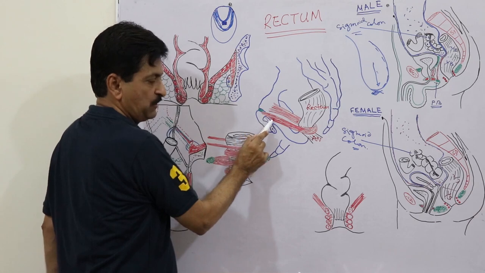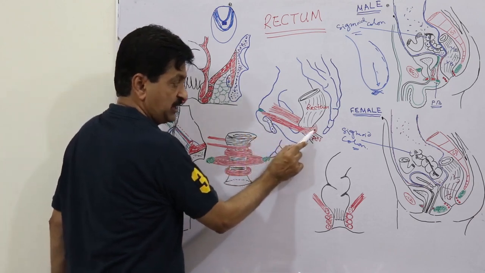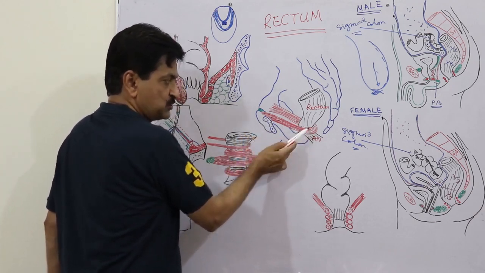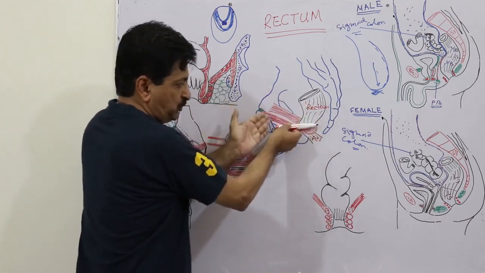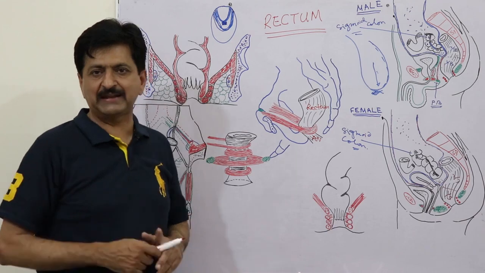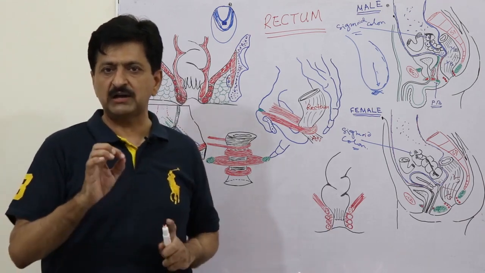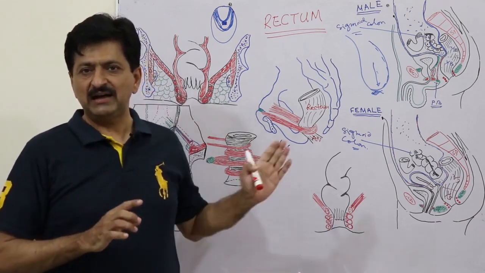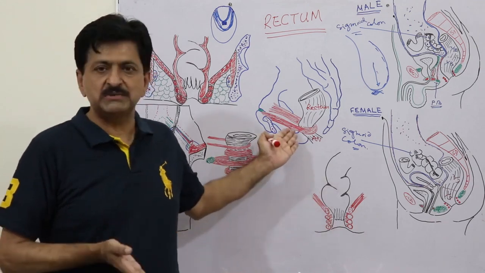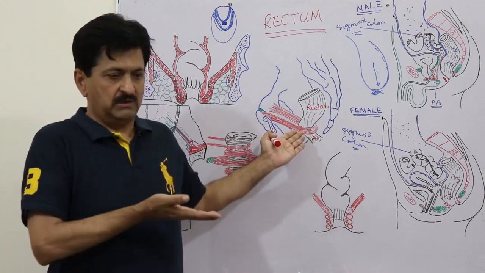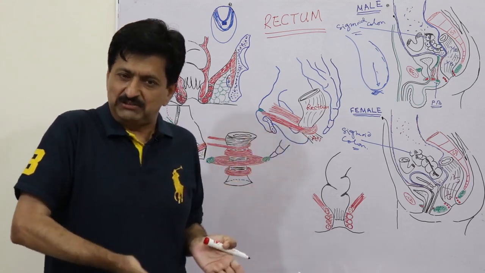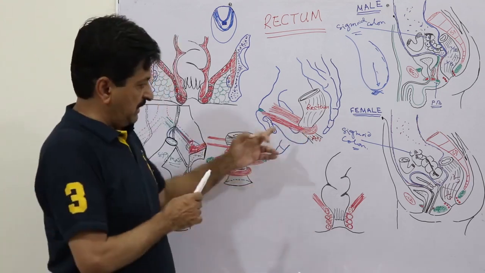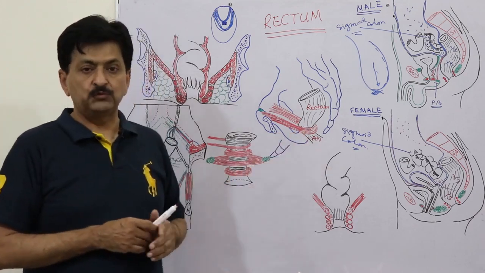This is taking origin from the back of the pubis, making a sling around the anorectal junction. So anorectal junction means above the pelvic diaphragm is the rectum, and below the pelvic diaphragm will be the anal canal. This indicates that all your 100% rectum is in the pelvic cavity proper, and all your anal canal 100% will be in the perineum. And here these are the puborectalis fibers.